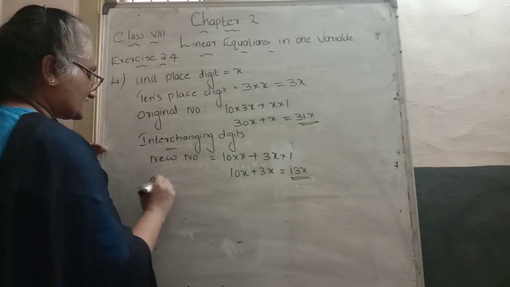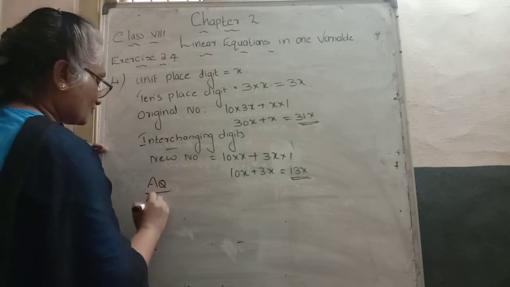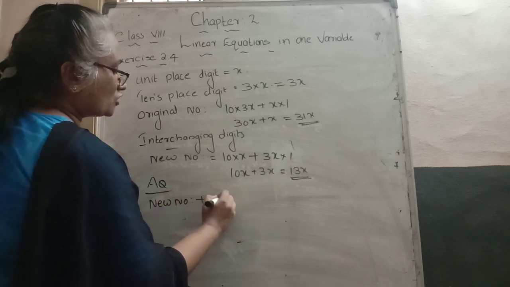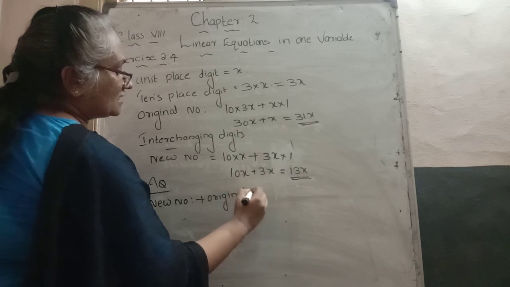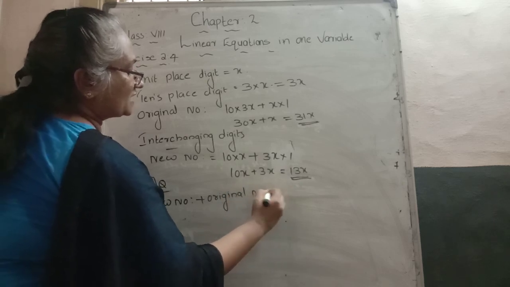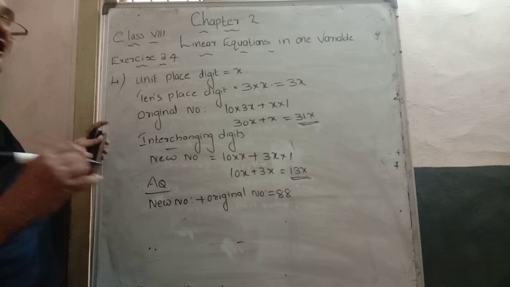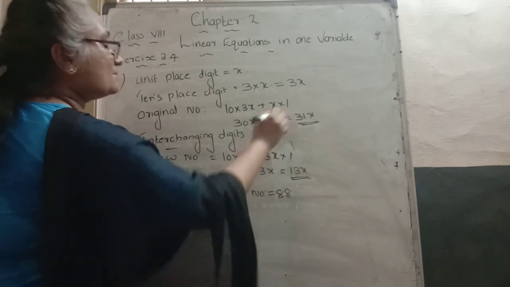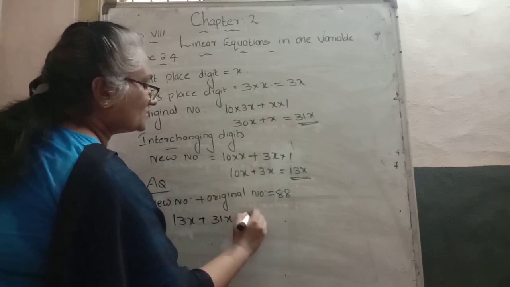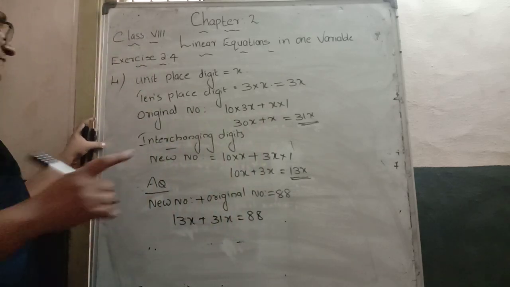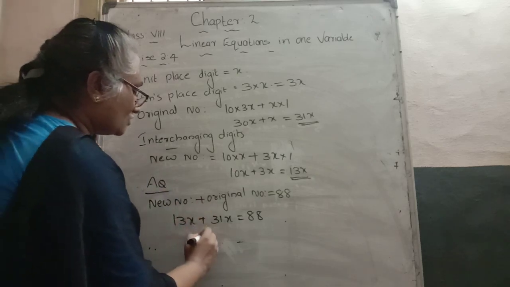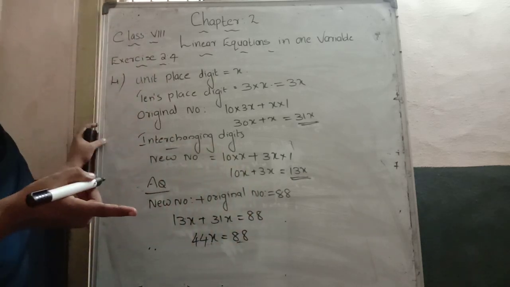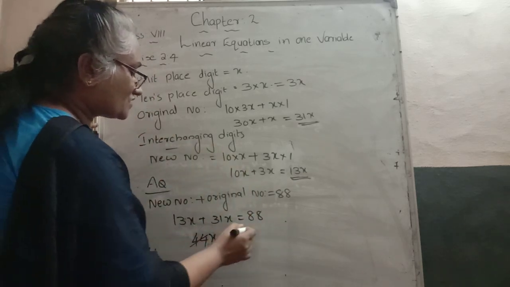So according to the question we can write the sum of these two numbers. Which are the two numbers? The new number added with the original number gives the sum 88. In this way, the new number is 13x plus our original number 31x. The sum becomes how much? 88 is the sum. So 13 plus 31 comes to be how much? 44x is equal to 88. Right and left cancellation is possible. Which table to use to cancel?